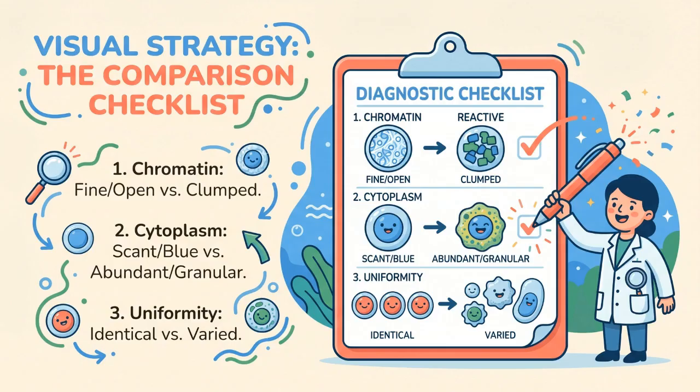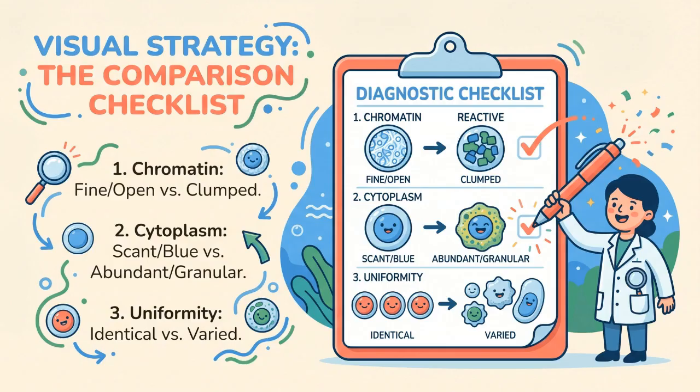Finally, consider the uniformity of the cell population. Do all the abnormal cells look strikingly similar, suggesting a clonal origin, or is there significant variation in their size, shape, and internal features, pointing toward a reactive process? By systematically comparing these features side by side, you can build a comprehensive picture that allows for accurate differentiation. This methodical approach, focusing on these critical morphological markers, will significantly enhance your ability to correctly identify blasts.